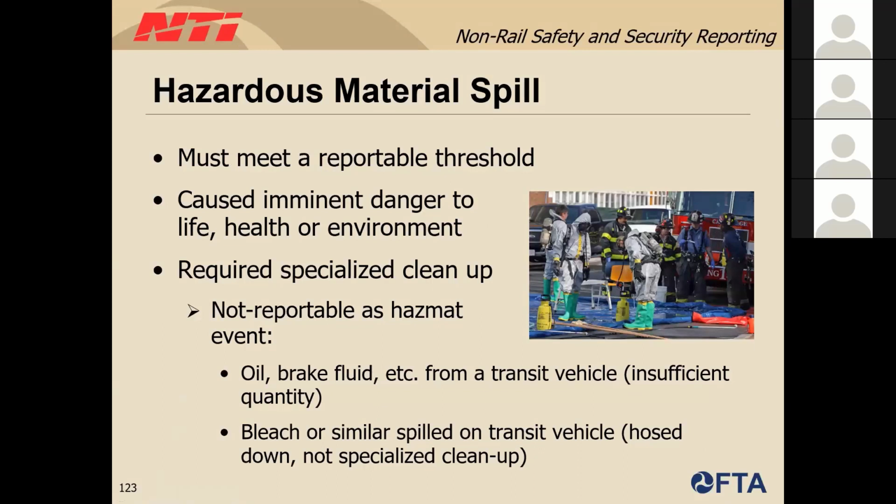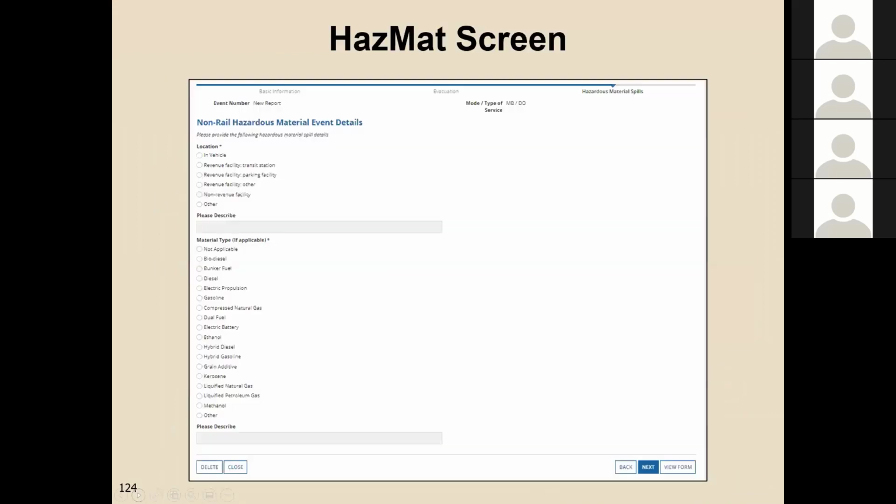Oil, brake fluid, etc. from a transit vehicle. There would not be enough fluid to meet a threshold. Or a bleach container carried onto a vehicle breaks open, and the vehicle is evacuated due to fumes. This is reported as other safety event because no specialized cleanup was used. Here's a screenshot of the hazardous material spill screen. As you can see, you report the location of the spill and the type of material that was spilled.